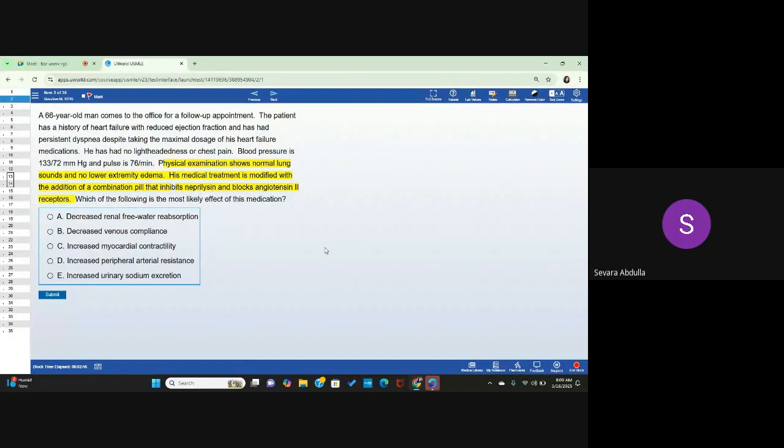It's a neprilysin inhibitor. Okay. And what effect will it have on the heart? Valsartan will be added with it. So we know that they're talking about sacubitril over here because it inhibits neprilysin and blocks angiotensin II receptors. Which of the following is most likely the effect of this medication?